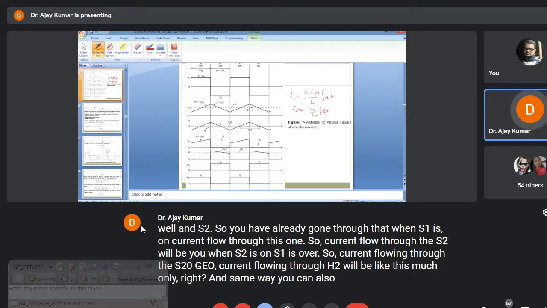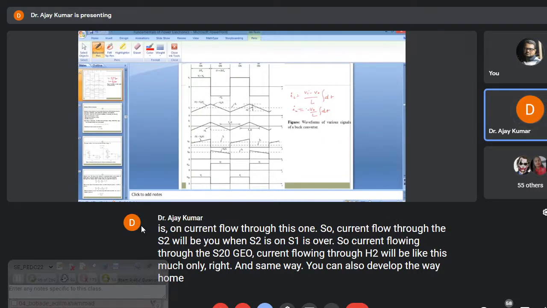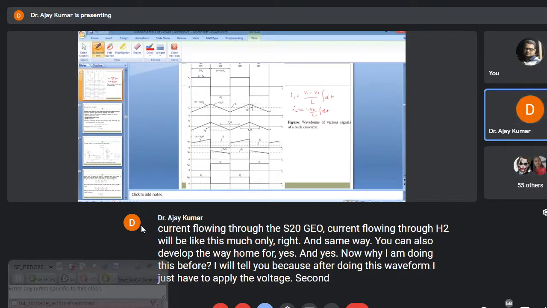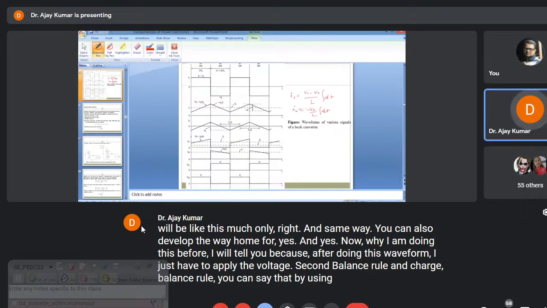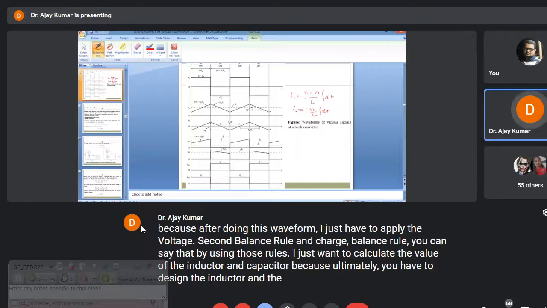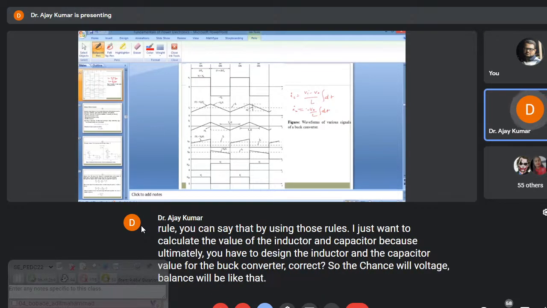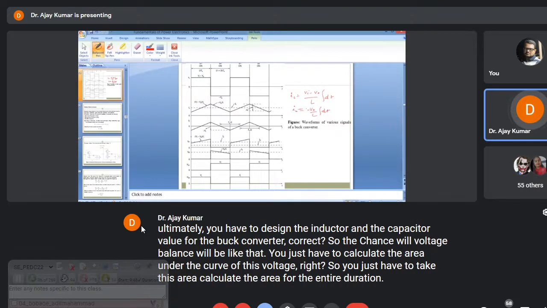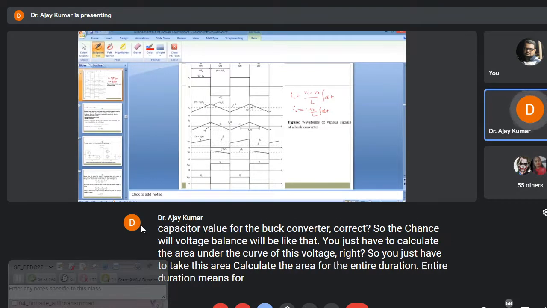Now, why I am drawing these waveforms, I will tell you. Because after drawing these waveforms, I just have to apply the voltage second balance rule and the charge balance rule. By using those rules, I want to calculate the values of the inductor and capacitor, because ultimately you have to design the inductor and capacitor values for the buck converter. Correct? So the voltage balance rule will be like this. You just have to calculate the area under the curve of this voltage, right? So you just have to take this area, calculate the area for the entire duration. Entire duration means DTS plus 1 minus DTS.